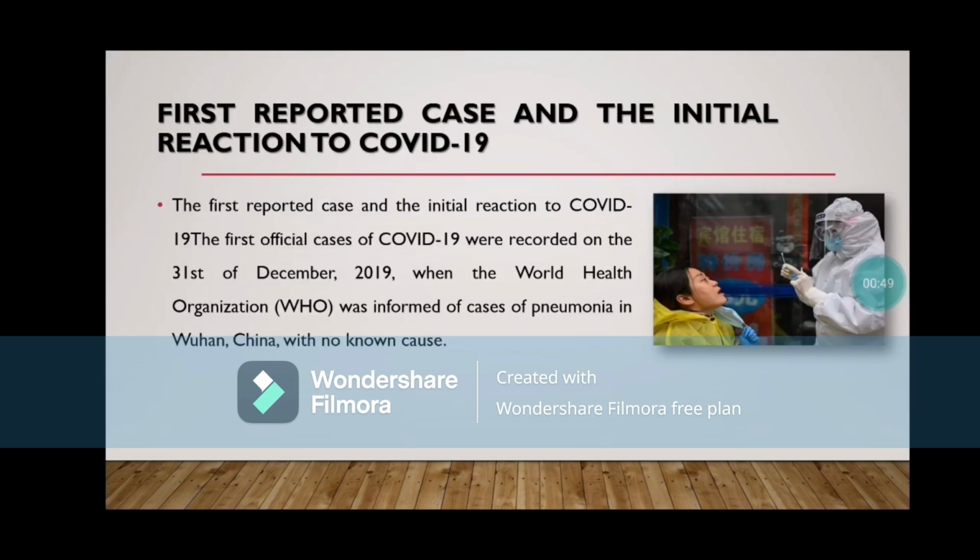First reported case and the initial reaction to COVID-19. Whenever there is some sort of new disease, there is always some sort of reaction towards it. The first case was recorded on the 31st of December 2019 when the WHO, World Health Organization, was informed of cases of pneumonia in Wuhan, China with no known cause. When there was an unknown cause and they thought it was pneumonia, there was a question: is it actually pneumonia or some sort of simple respiratory disease, or is there something new happening to this world? Is there some sort of new agent causing it? All these questions arise then.